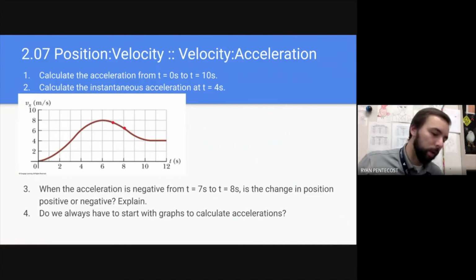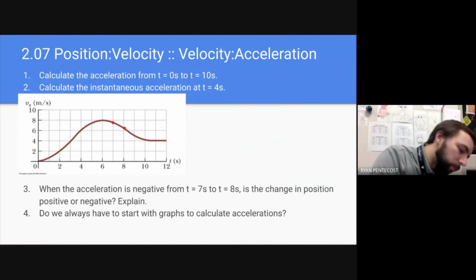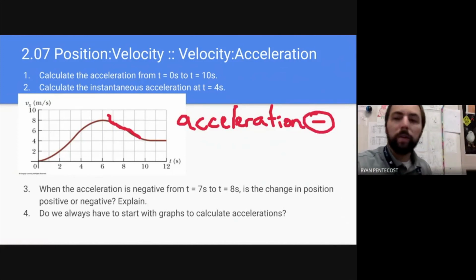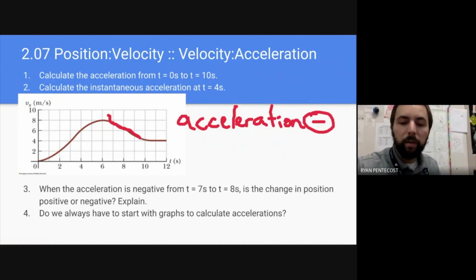And you're back. How would we know if this is going to have a positive or negative change in position? Well, if we look at the slope, we can see that the slope is negative, right? That means that the acceleration is negative. Now, what does negative acceleration mean? Negative acceleration doesn't mean you're going backwards. It means you're slowing down. So you could still be going forward while slowing down, right?